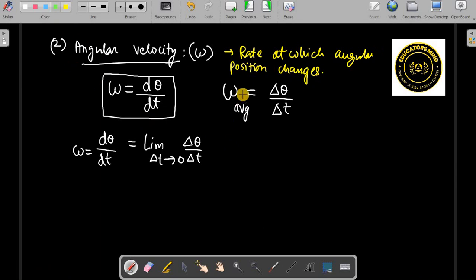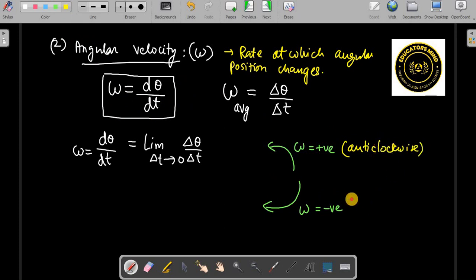That is what it is, angular velocity. And it is also positive or negative. If your body is rotating in this direction, omega will be positive, and if your body is rotating in this direction, it's going to be negative, right? By convention we take clockwise or anti-clockwise. So this is anti-clockwise, and this is clockwise, right? Okay.